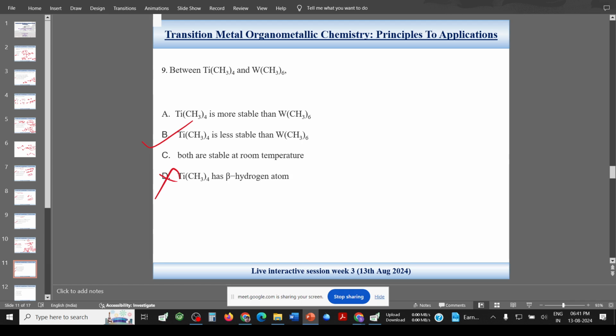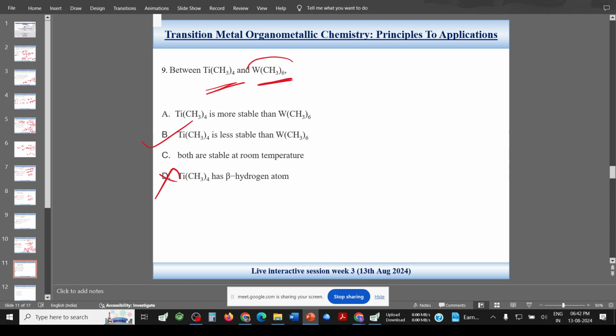When we are considering the stability of the two complexes, mostly one may be stable and another unstable, because stability depends on the coordination number. Here the tungsten hexamethyl complex has coordination number 6, whereas titanium tetramethyl has 4, where we used bipyridine to stabilize the system.